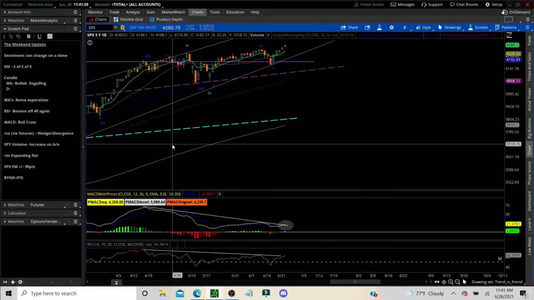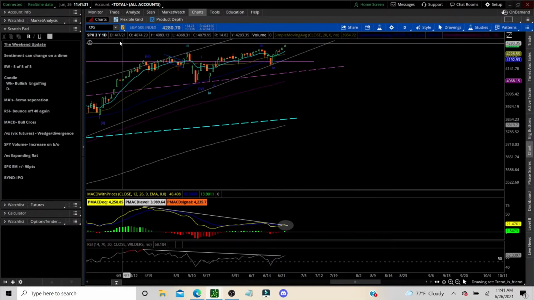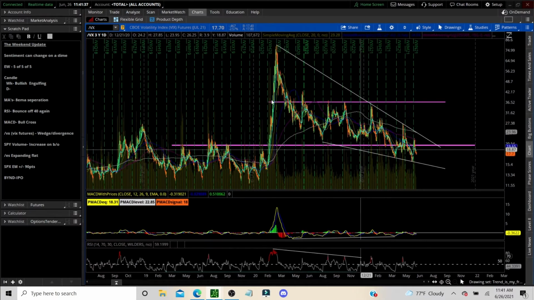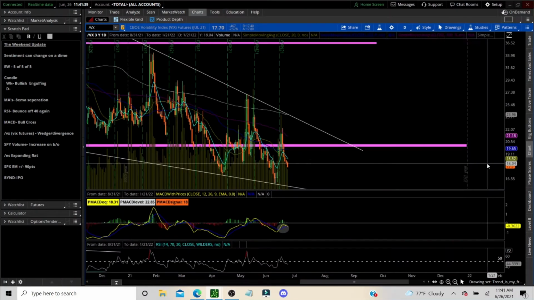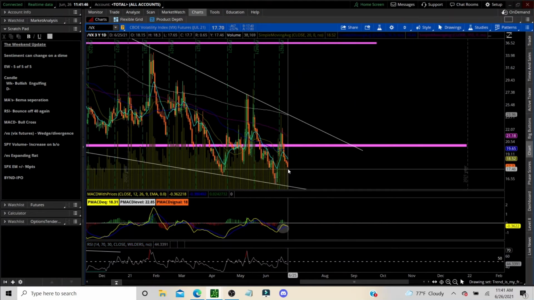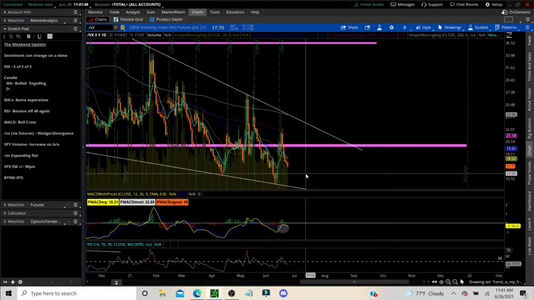Okay. Over to VIX. All right, the VIX, we're still in this huge wedge. We talk about this every single week. We're pushing our way down, just can't get any push to the upside. So we remain bearish on the VIX and bullish on the market.